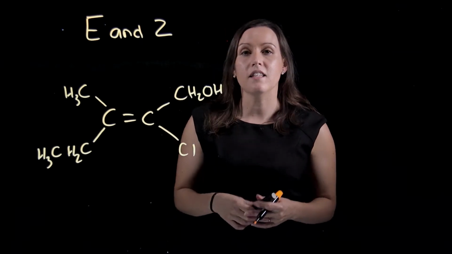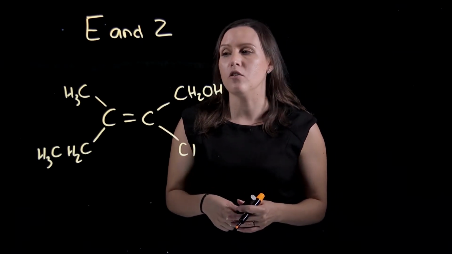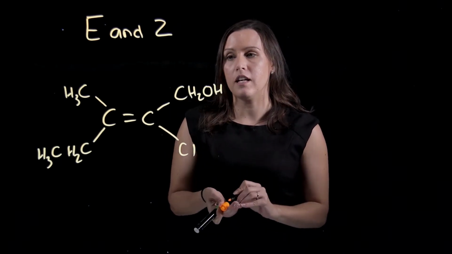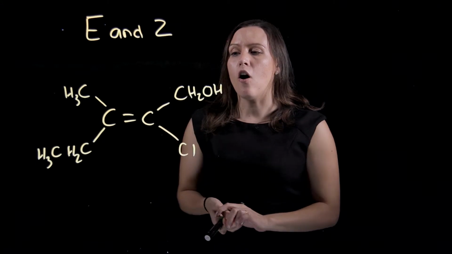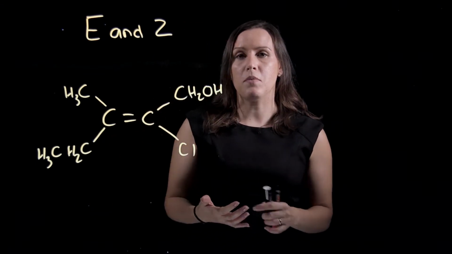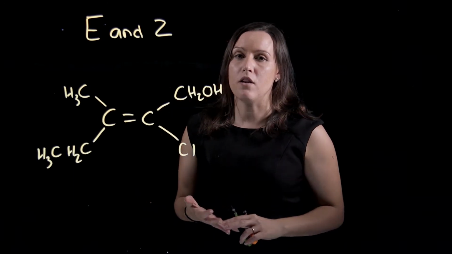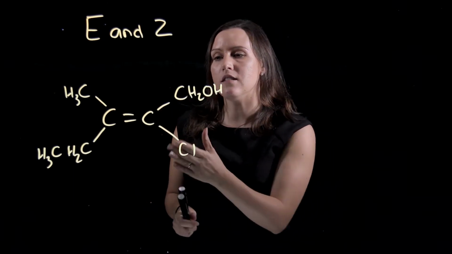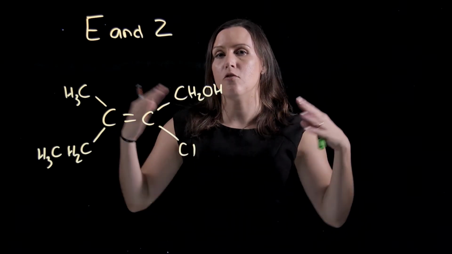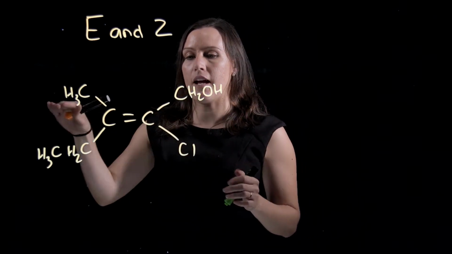Now for assigning these, again, we follow the Cahn-Ingold-Prelog rules. So we look at our structure and we need to organize the priority, the highest priority on each of the carbons that are locked. This locked conformation might be a double bond or it might be a ring structure. In this case, it's a double bond, so there's no rotation around there. They're locked either above or below the plane.